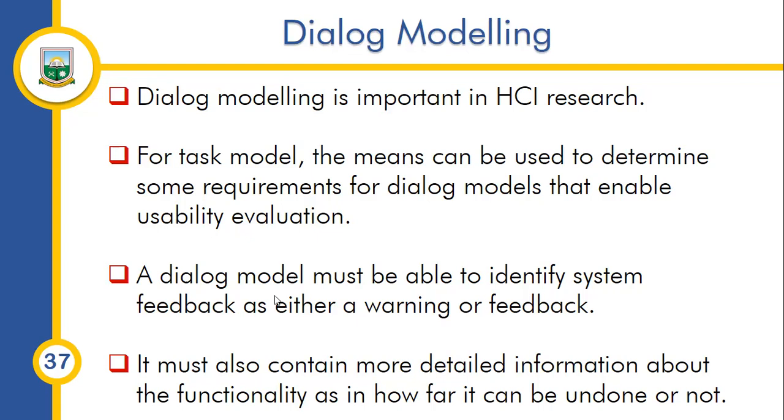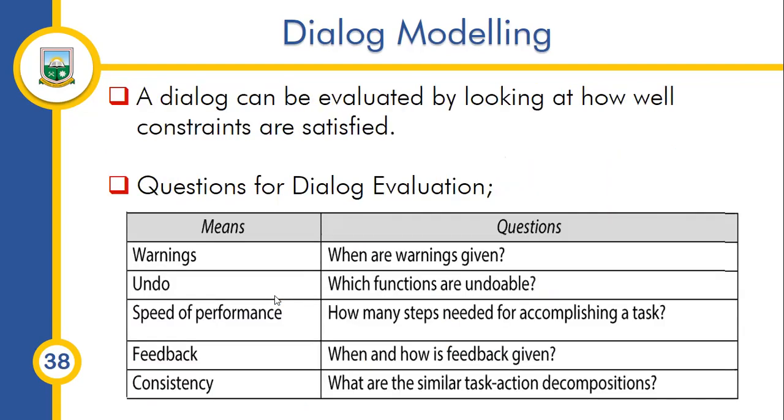When you do the activity, that's a task, by clicking the close button. You see, it asks you, are you sure you want to close this, or some edits have not been saved, and it gives you options to either save, not save, or cancel. Do you get it? So that's an example of a dialogue model. The system communicates with the user. A dialogue can be evaluated by looking at how well constraints are satisfied. Some of the questions are like the means. The first one is, when should the warnings be given?